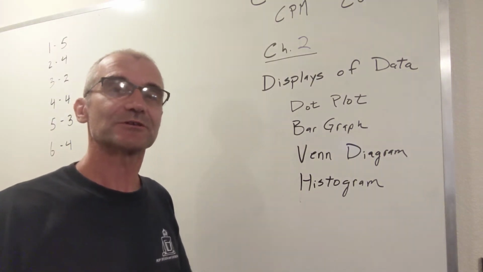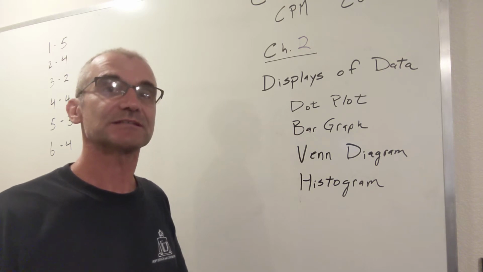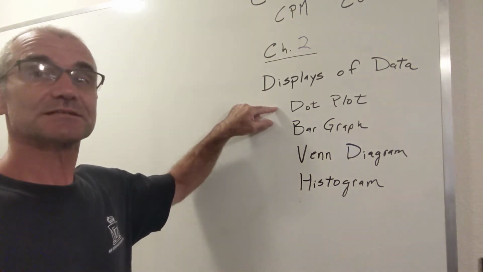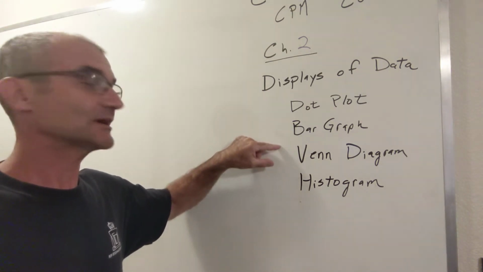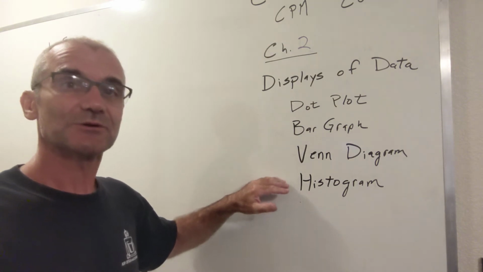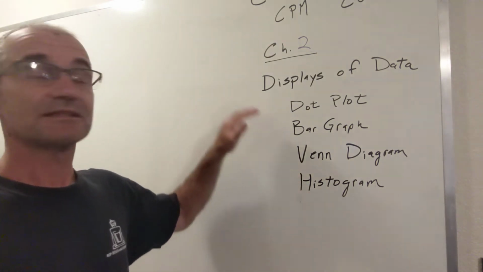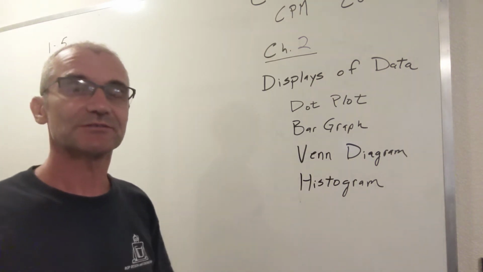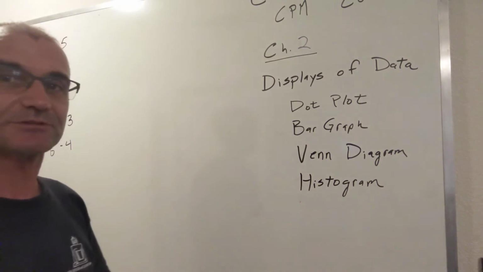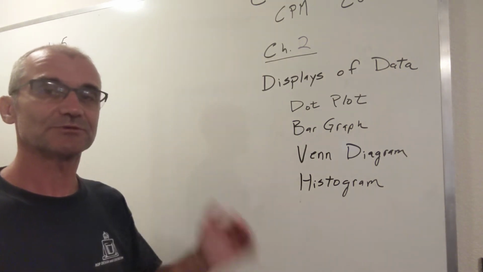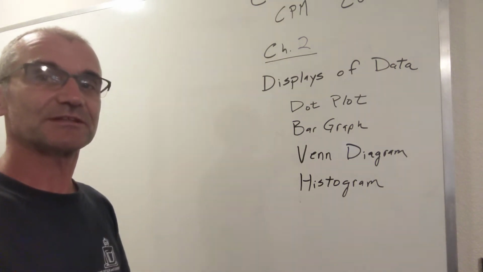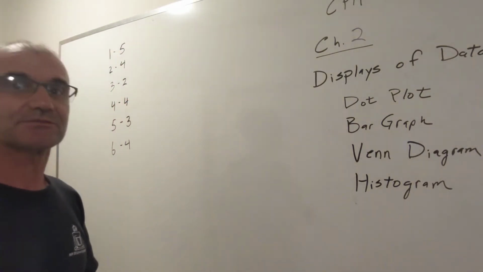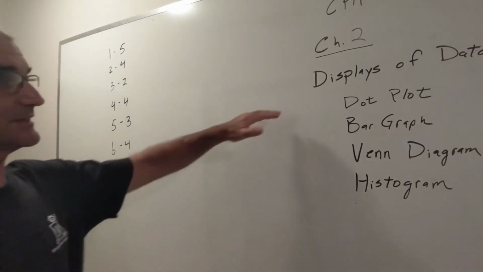Today I'm going to go over different ways to display data: dot plots, bar graphs, Venn diagrams, histograms, and what a frequency distribution is. This is all taken from Core Connections in CPM Chapter 2. I'm doing this as a quick review before we go back to school in the fall. So I'm going to try and review 6th grade math, and specifically this video is going to be about displays of data. So let's start right here with a dot plot.